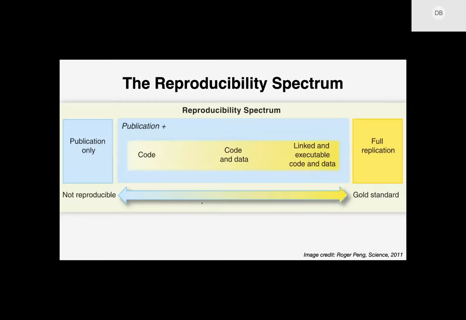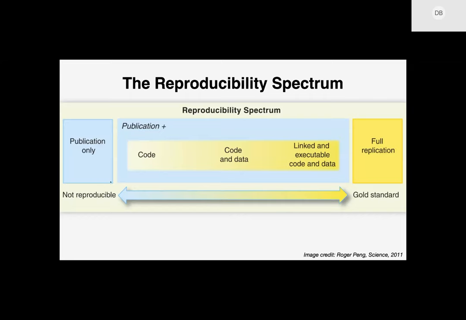So I think, ideally we'd like to be moving toward the right-hand side of this reproducibility spectrum. And this is quite old now. It was published by Roger Peng almost 10 years ago, but I think it's very relevant and topical today. And I think most laboratories, most researchers still sit on this far left end of not being very reproducible.